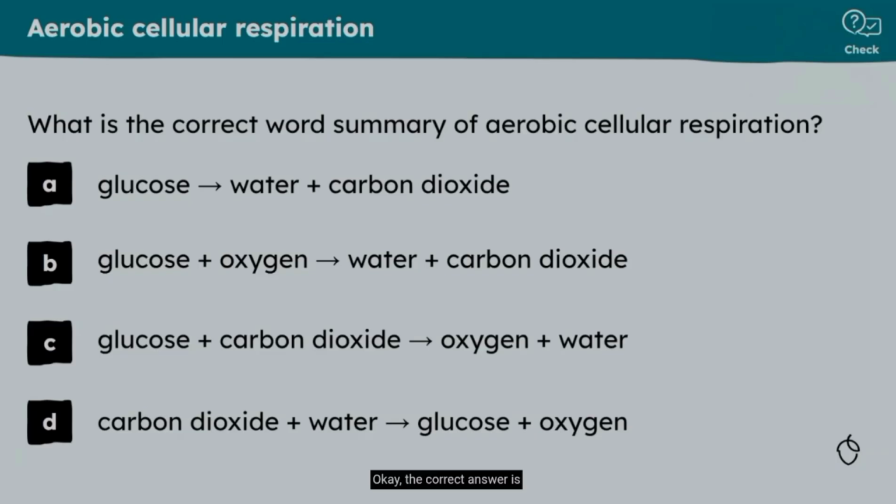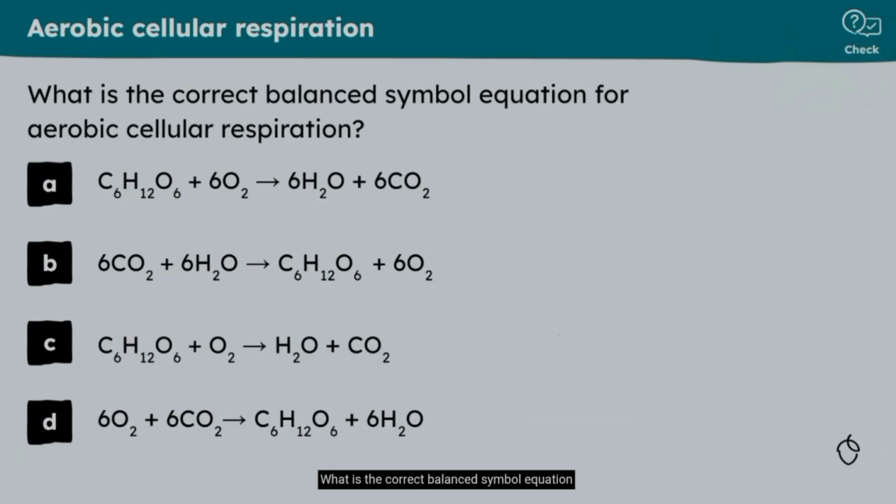Okay, the correct answer is B, glucose plus oxygen reacts to make water plus carbon dioxide. Well done if you got that right. Let's have a go at another one. What is the correct balanced symbol equation for aerobic cellular respiration?